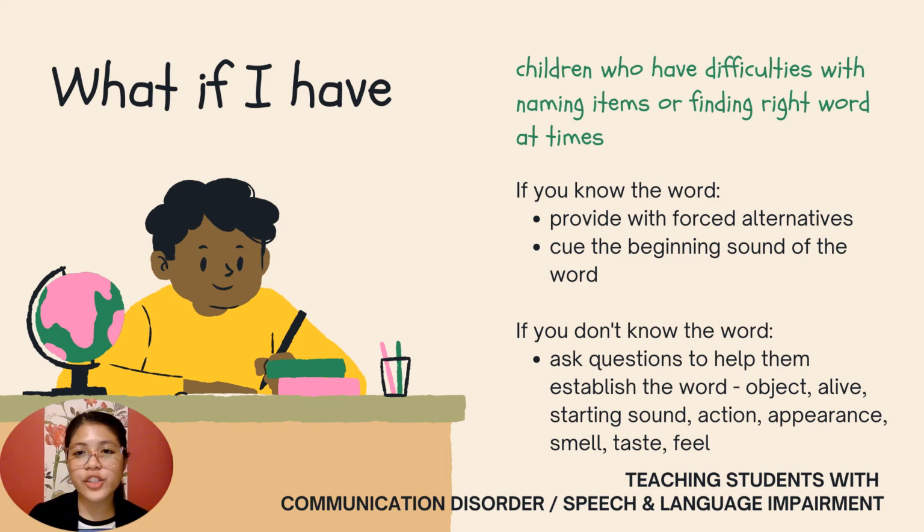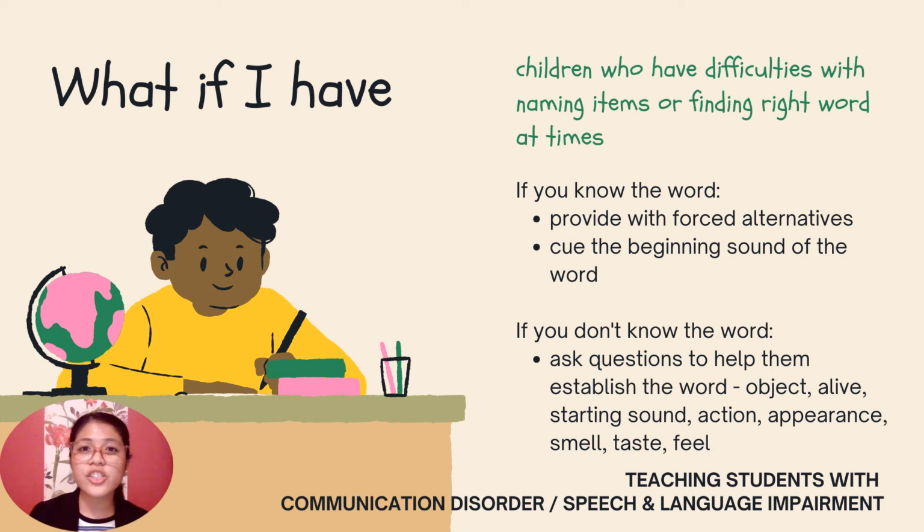What if we have a learner who has difficulty with naming items or finding the right word at times? So first, if the teacher knows the word that the learner is trying to find, the teacher can provide forced alternatives, like the teacher can ask, "Is it a dog or a cat?" Or the teacher can cue the beginning sound of a word. So if the teacher knows that he's looking for the word cat, he will cue the beginning sound of the word cat.